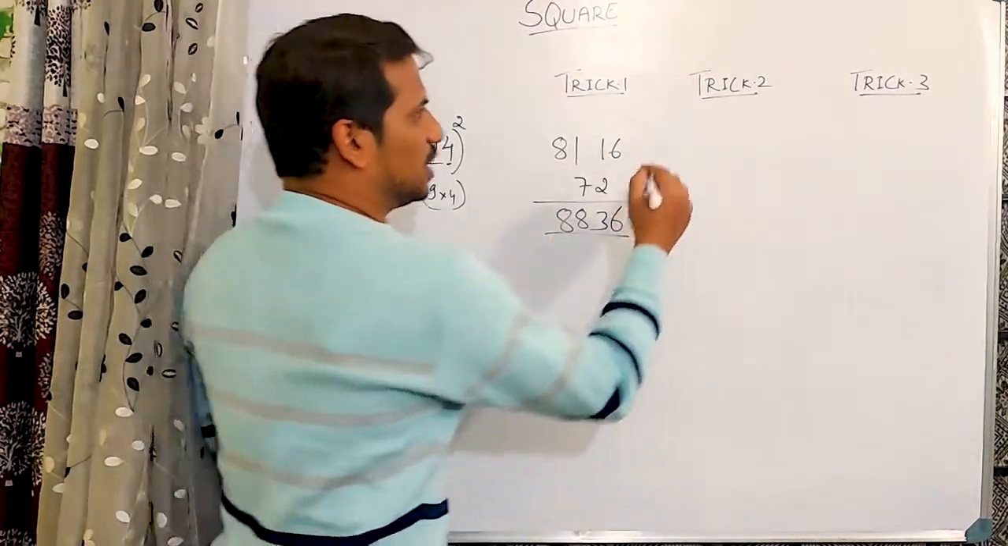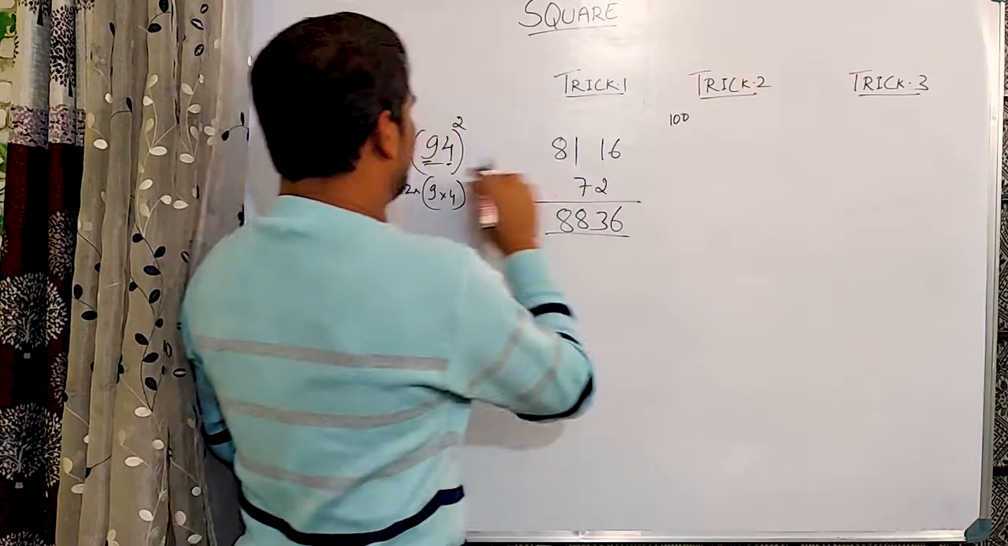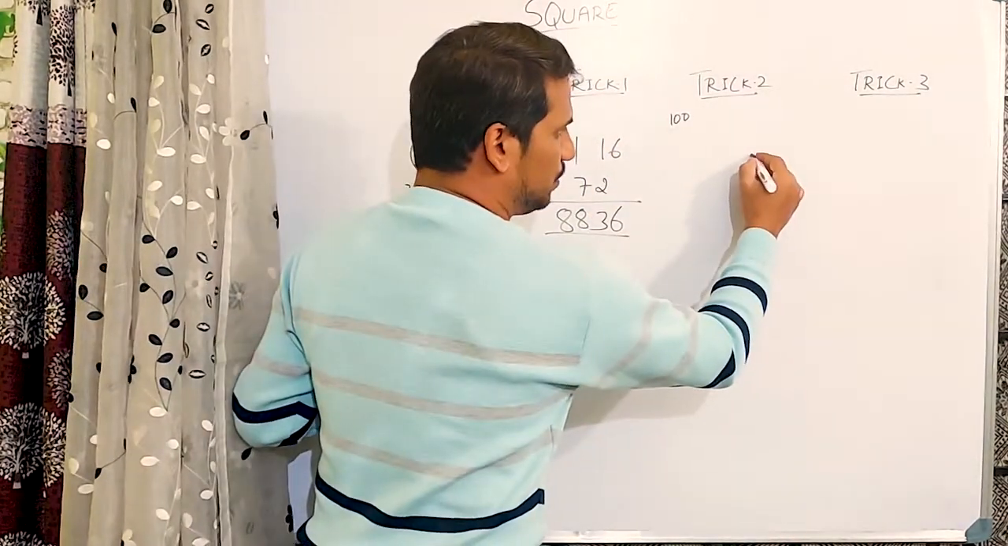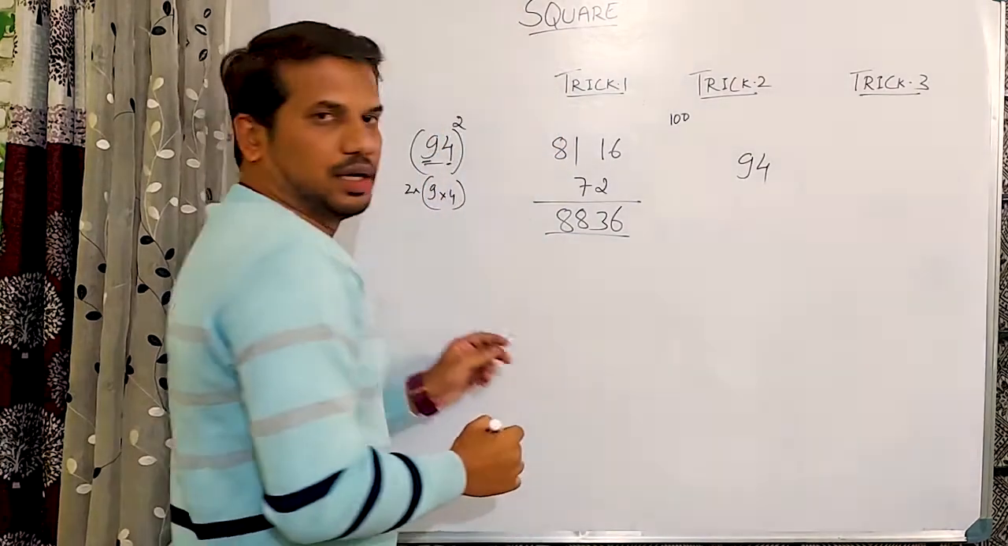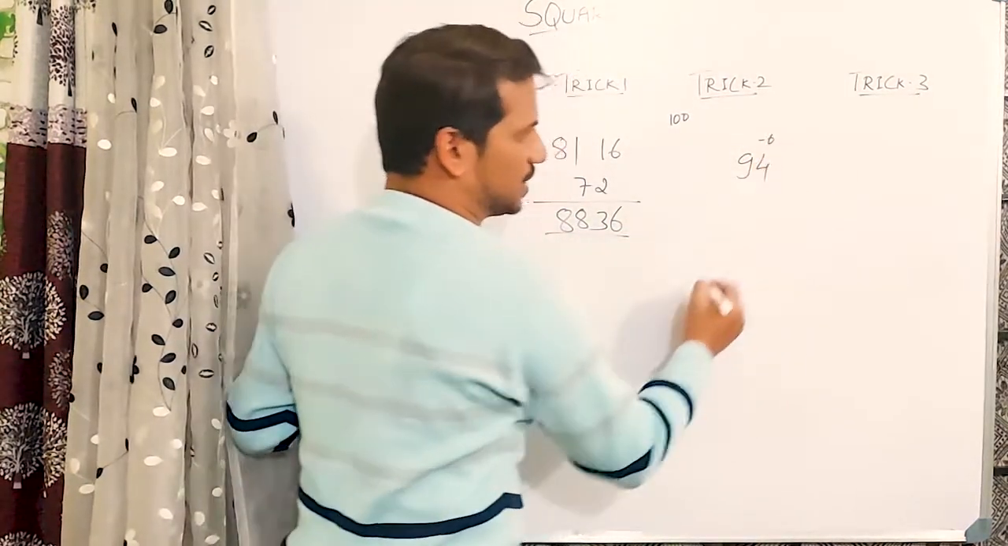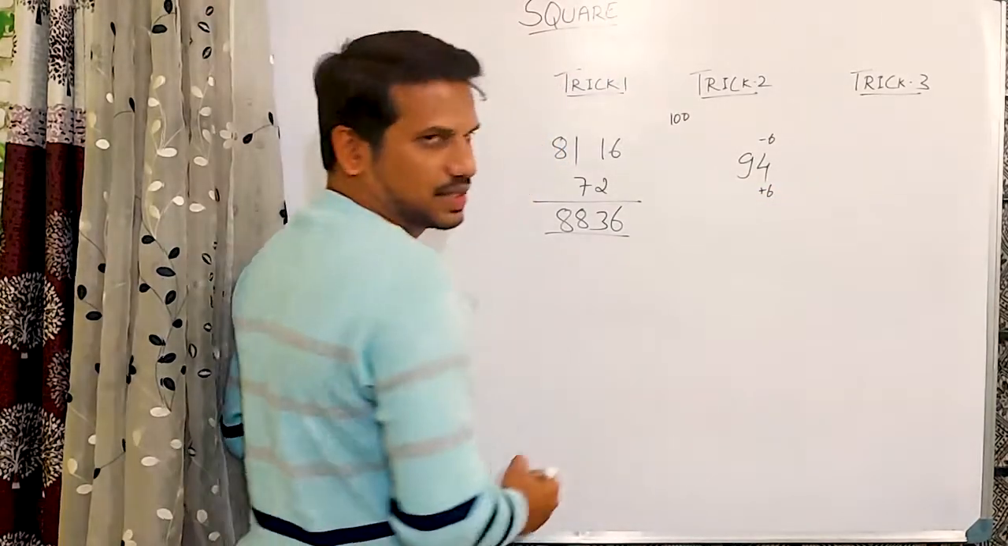Trick 2. So let's now take 100 as base, as 94 is near to 100. How much is 94 less than 100? That is minus 6. To compensate, write plus 6.